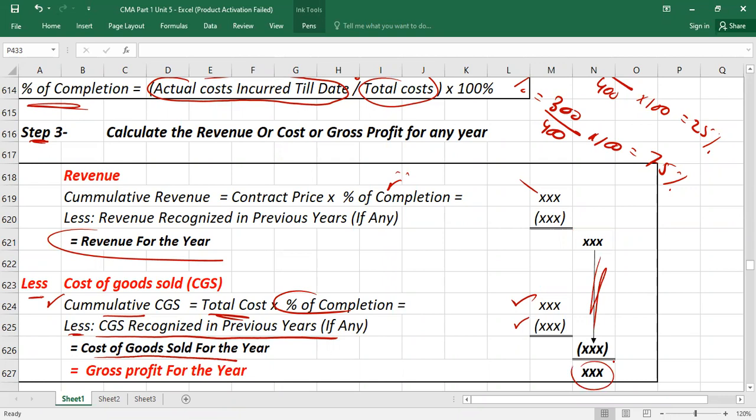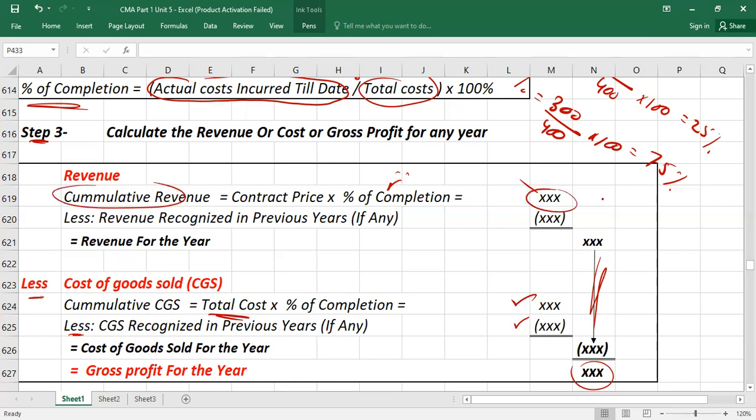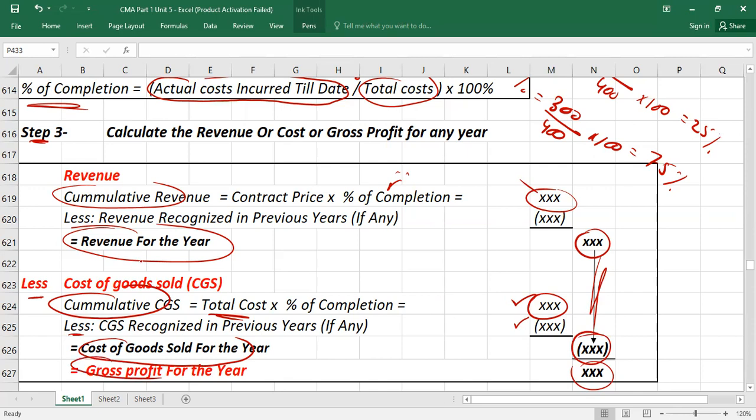Understood? Now he can ask you many questions. For example, you have to pick how you will answer the questions. If he's asking what is the cumulative revenue, this is the answer. If he's asking what is the revenue for the year, now this is the answer. If he's asking what is cumulative cost of goods sold, this is the answer. If he's asking what is cost of goods sold for the year, this will be the answer. Right or wrong? If he's asking gross profit, then this will be the answer.